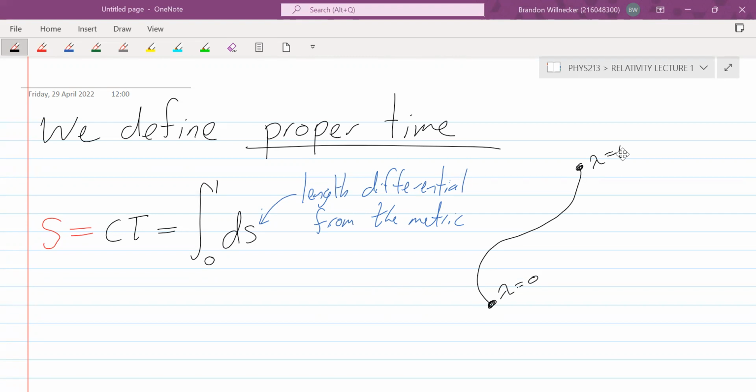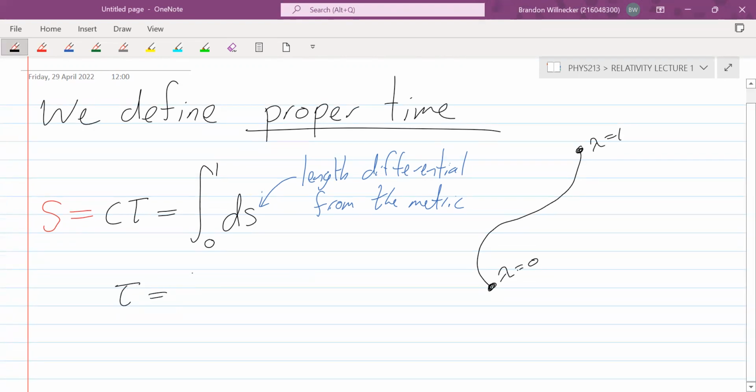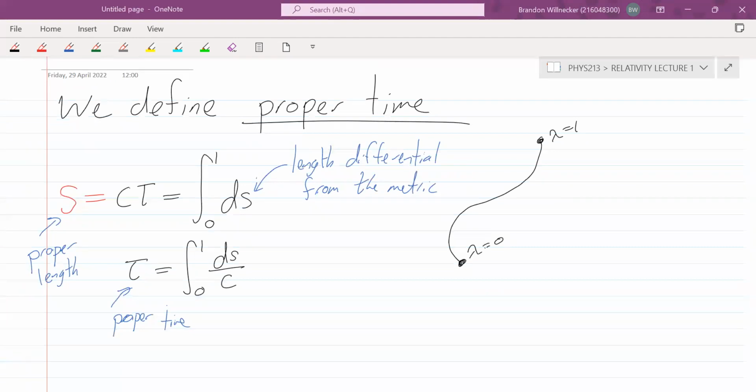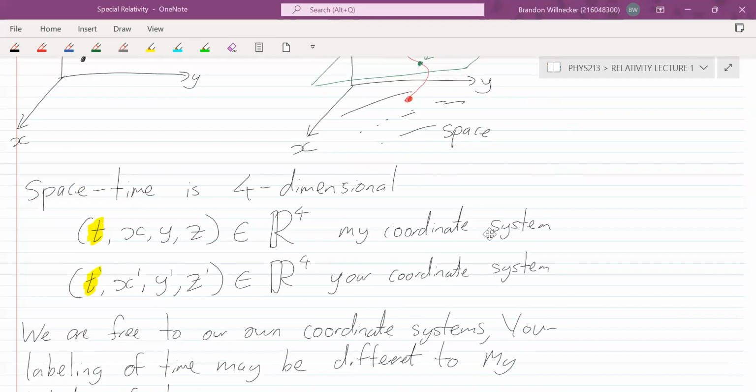Now, if we divide through by c, that gives us just our proper time. So tau, the proper time, is the integral from 0 to 1 of ds over c. So you see it's just a little unit conversion to go from proper length to proper time. This is the proper length, and this is the proper time. But you see it's just a constant multiple difference. So there's really not much difference between proper length and proper time, and we will see this come up again and again in special relativity, because we're mixing time and space, pretty much treating them as equals. If we go back to our point here, labeling a point, we label the time and the position, so they are equivalent.